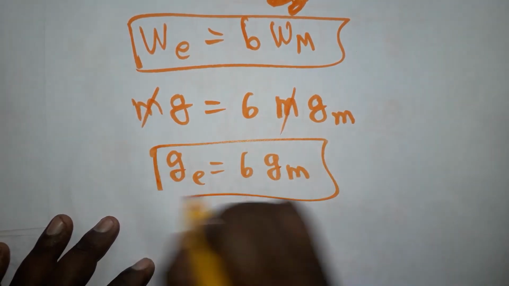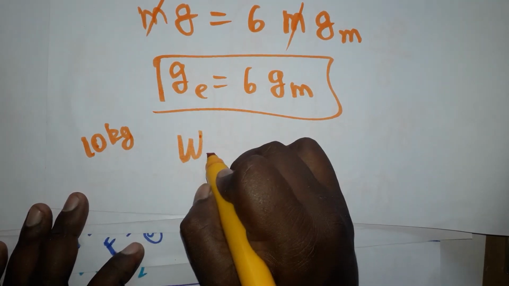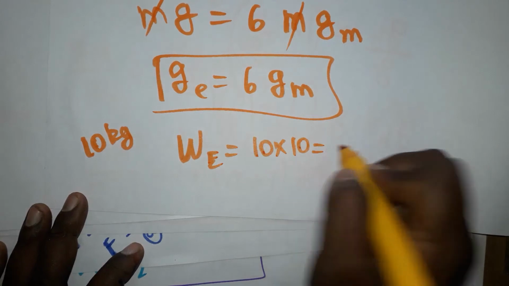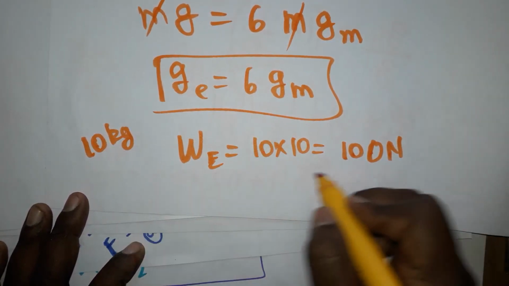I'll give one example. Take a 10 kg mass. What is the weight on the earth surface? The weight on the earth surface is going to be 10 into 10, and we'll take it as 100 Newton. So the weight of the object on the earth surface is 100 Newton.